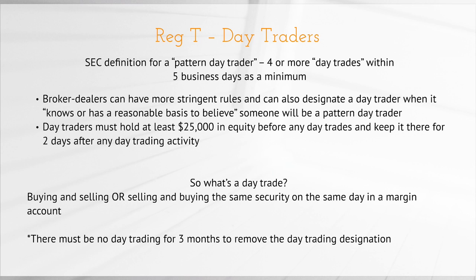What that means is that you're going to have to hold more equity in the account, at least $25,000, before any day trades, and you keep it there for at least 2 days after any trading activity. And again, the broker-dealer can have even tougher rules than that. If you want to get off the designation as a day trader, you have to have no day trades within 3 months, and then you can request that the broker-dealer take you off the day trader list. So remember, 4 within 5 means an extra $25,000 in equity.